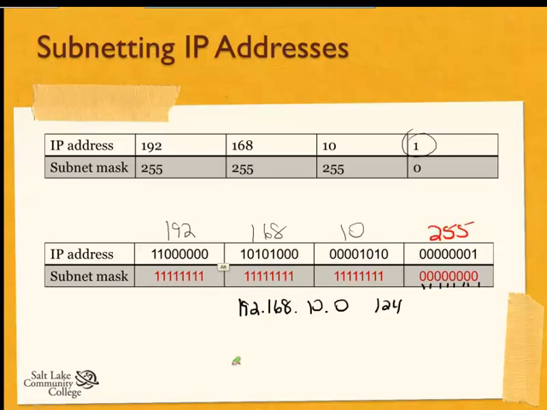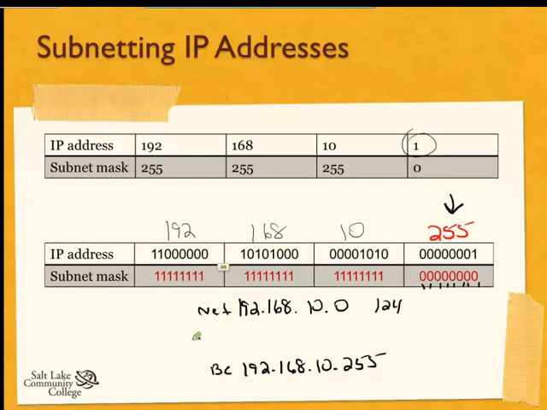So 255 is the broadcast. 192.168.10.255 would be the broadcast. It's really important when calculating IP addresses that you always remember that you must subtract 2. And this is the reason you subtract 2 from the host range, because 1 must go for the network and 1 must go for the broadcast.